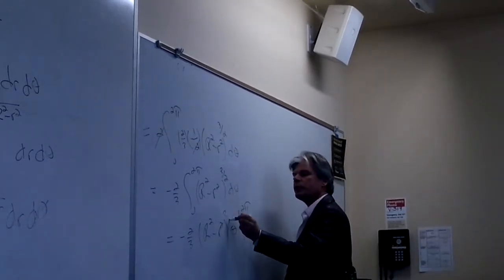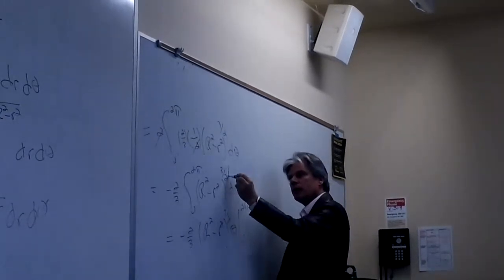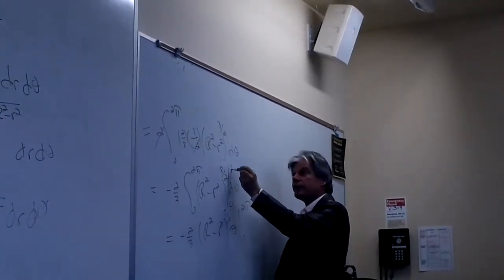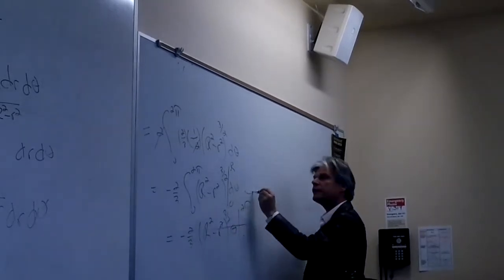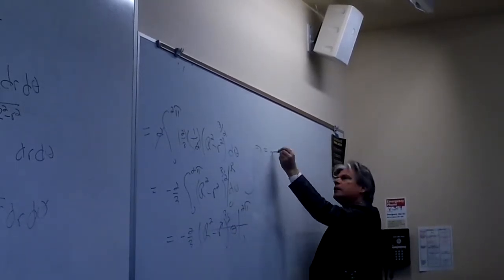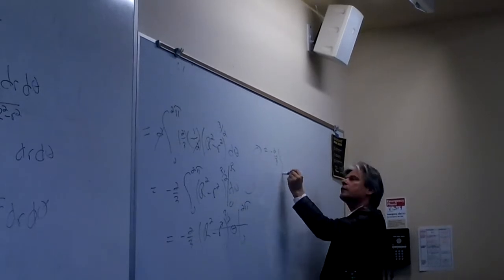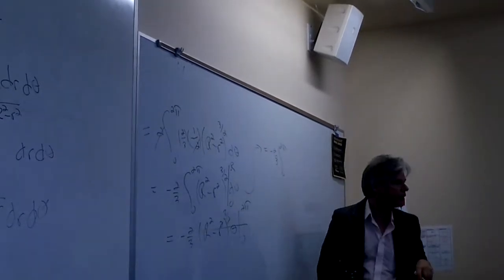Well, that's true, but what else did I do wrong? That little r squared shouldn't be in there. Yeah, I'm evaluating from here to here. I never evaluated. Oh, 0 to R. My apologies. So let's do it. Let's evaluate. Does that give me my negative 2/3 times the integral from 0 to 2 pi? I'll plug the big R in.